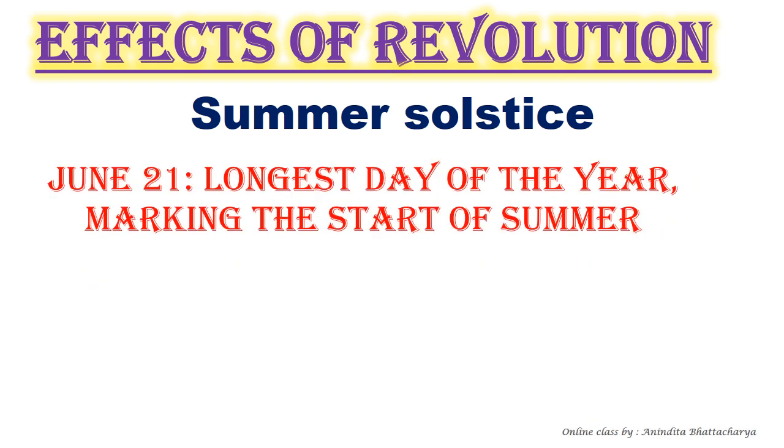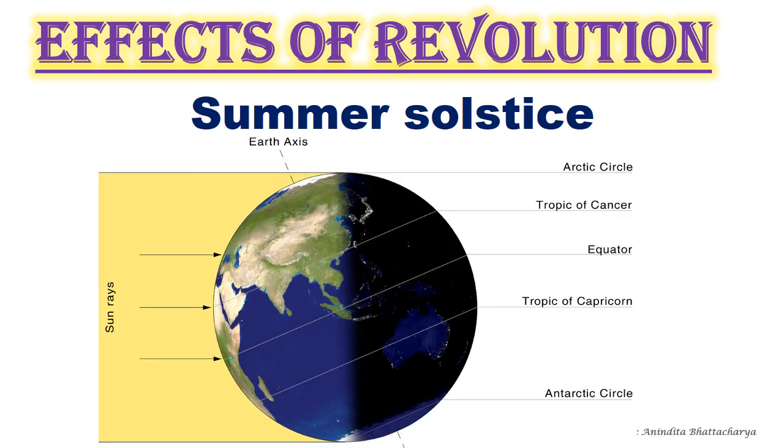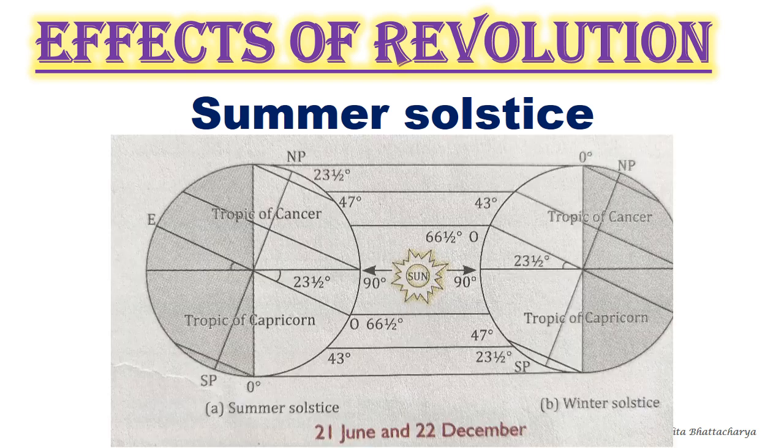21st June is known as the summer solstice. It is the longest day and the shortest night in the northern hemisphere. The rays of the Sun fall vertically at the Tropic of Cancer on this day. I am going to repeat: the rays of the Sun fall vertically at the Tropic of Cancer on this day. On this day means 21st June.